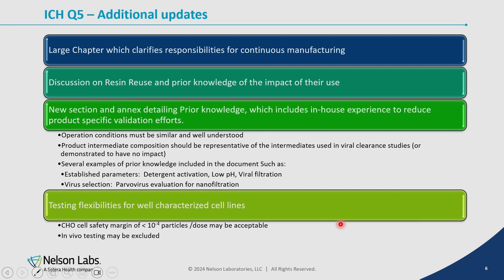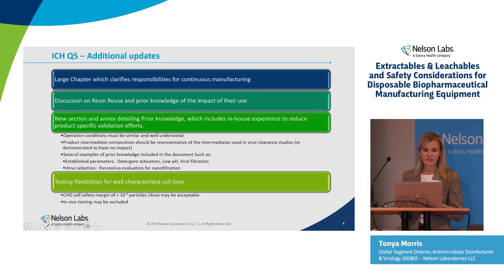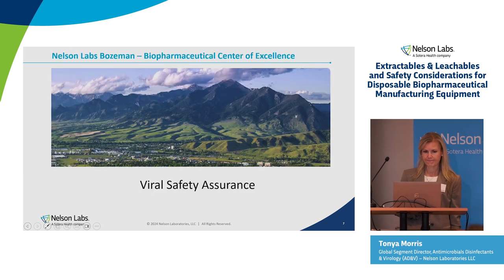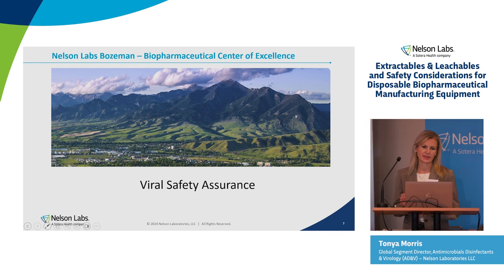And then it also allows for testing flexibility for well-characterized cell lines. It does use the CHO cell as an example, basically allowing for flexibility with regards to the number of virus or the log reduction that's acceptable for that particular cell line. Then we'll get into the nitty-gritty stuff.